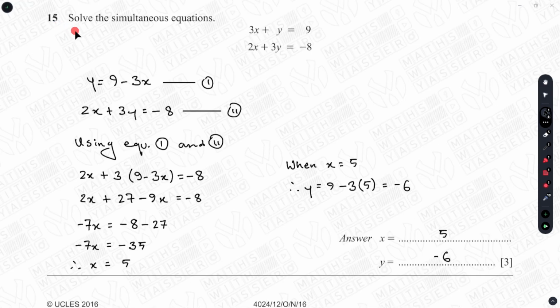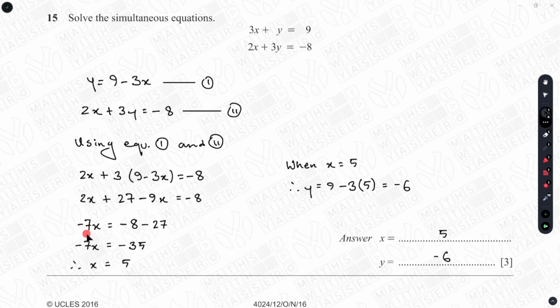Question number 15. Solve the simultaneous equations 3x plus y equals 9 and 2x plus 3y equals -8. Considering the first equation, I can rewrite it as y equals 9 minus 3x, and I can consider that to be equation 1. And I'm considering this one to be equation 2. Substituting equation 1 into equation 2, I will get 2x plus 3 times (9 minus 3x) equals -8. So that will be 2x plus 27 minus 9x equals -8.